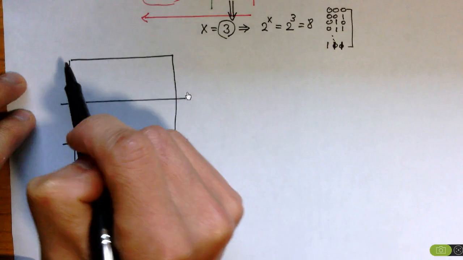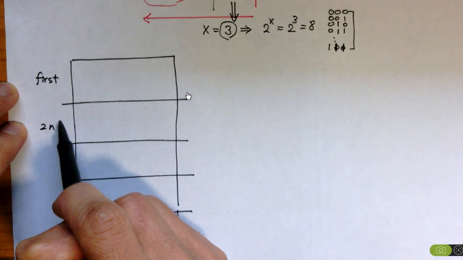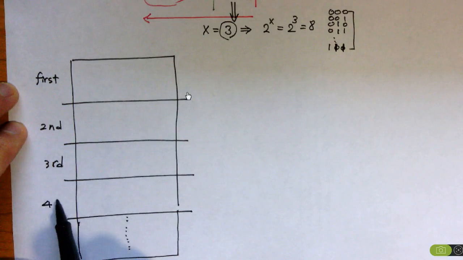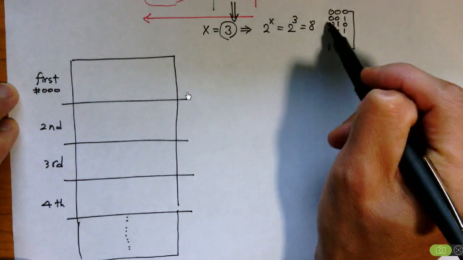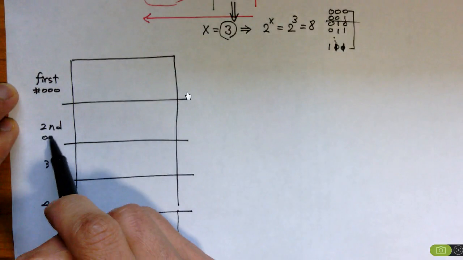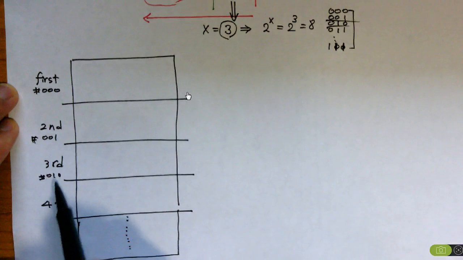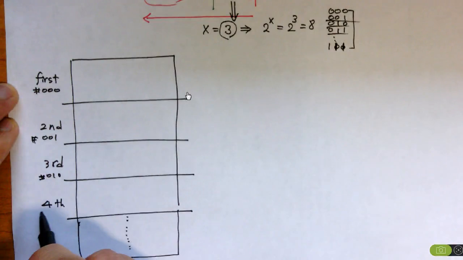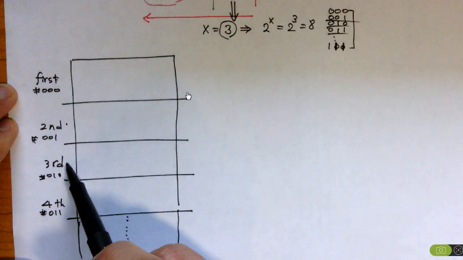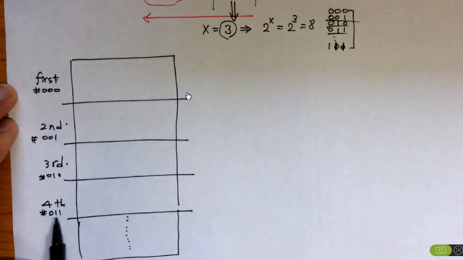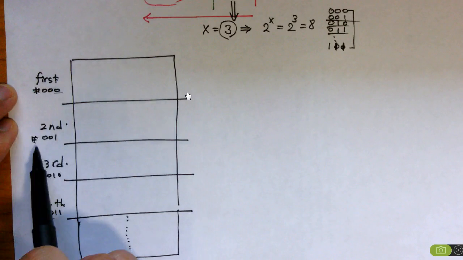So this is the first subnet, this is the second subnet, this is the third subnet, and this is the fourth subnet. The first subnet number is 0 0 0, and the second subnet is 0 0 1, and then 0 1 0, and the fourth subnet is 0 1 1, right? So the first subnet, second, third, and fourth, and this is the number which represents each subnet. The first one is number 0 0 0, and so on.